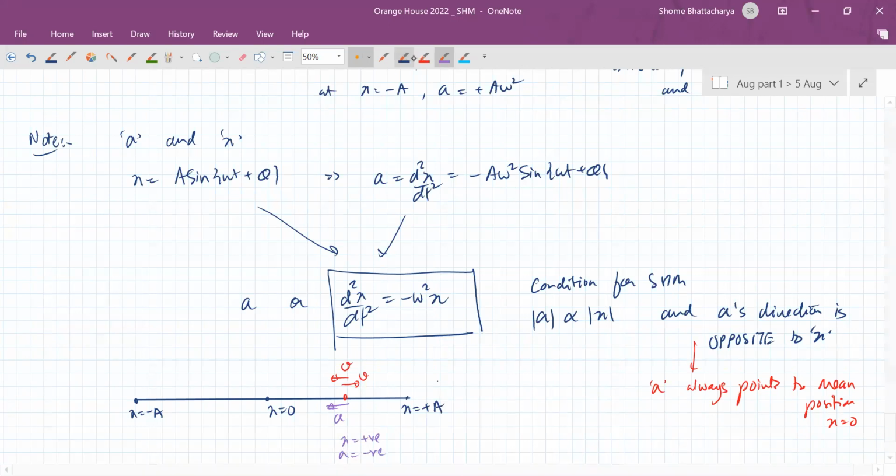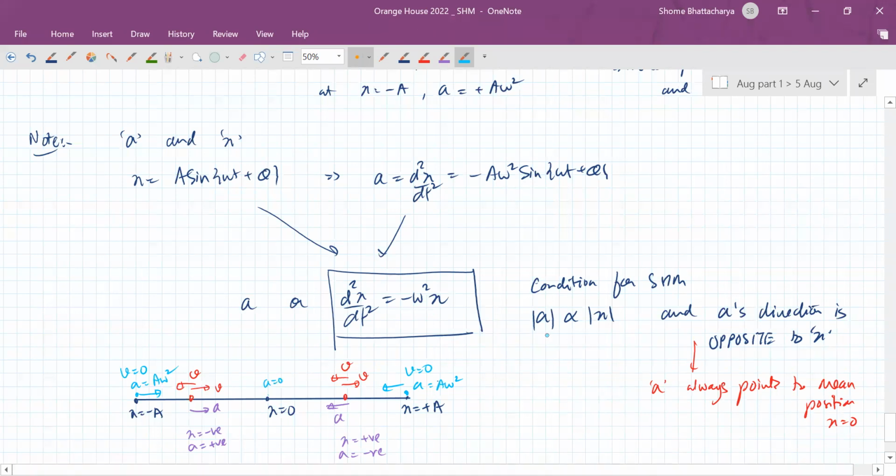Whereas when it's at a position like this, again its velocity could be either coming towards the mean position or going away from the mean position, but its acceleration will be pointing towards the mean position. So at this position, x is negative and acceleration is positive. When it reaches the extreme position, for example here, its velocity becomes 0 for a moment, but the acceleration is maximum. It is a omega square along the negative direction. When it's here, again, velocity is 0 at that instant, but it has maximum acceleration in the positive direction. At the mean position, the acceleration is 0.